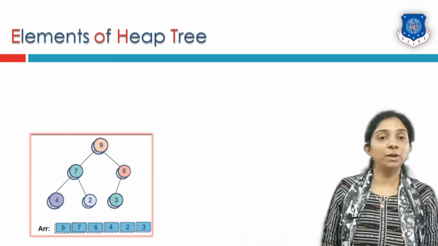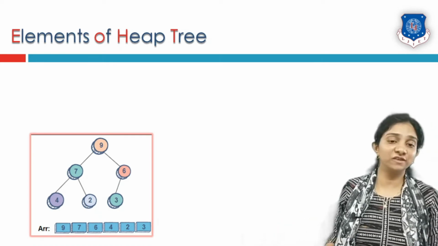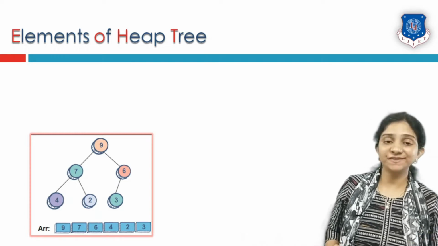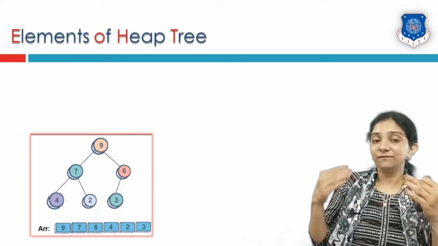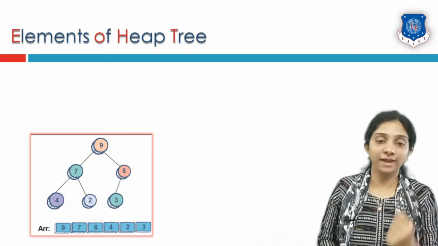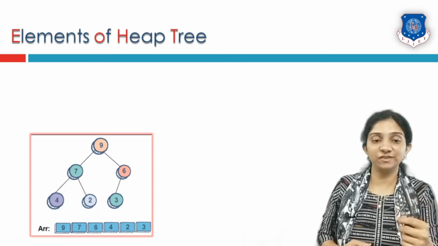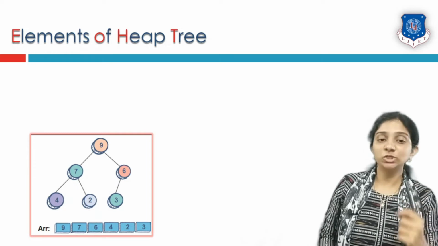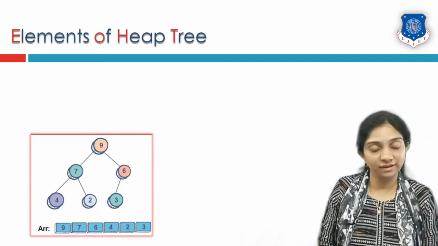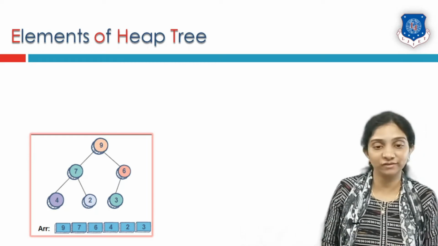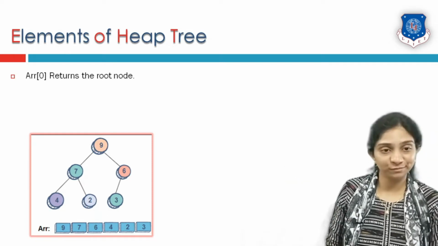So this is an example of a heap tree where the input array elements are given as 9, 7, 6, 4, 2, 3. The largest element will sit as the root element, and two elements lesser than it will sit as children of 9, that is 7 and 6. Again 4 is lesser than 7 as well as 9. 2 is also lesser than 7 and 9, and 3 is lesser than or equal to 6 and 9 respectively.